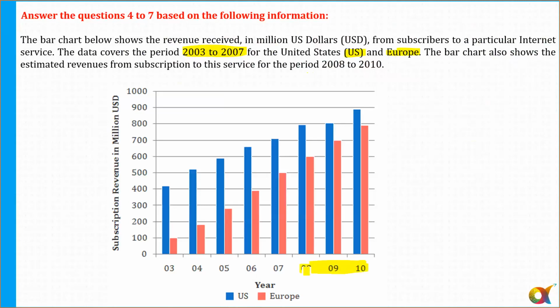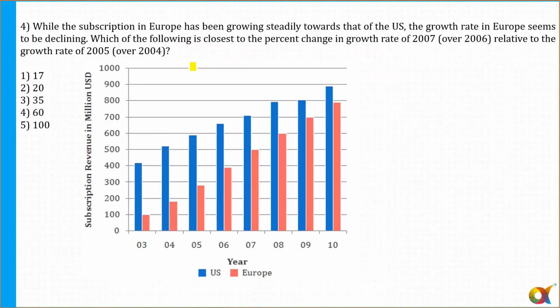Okay. Now, let's see your first question. It says, while the subscription in Europe has been growing steadily towards that of the US, the growth rate seems to be declining. Which of the following is closest to the percentage change in growth rate of 2007 over 2006 relative to the growth rate of 2005 over 2004? So first of all, I'll say it's 2007 and 2006 and Europe. So this value and this value.